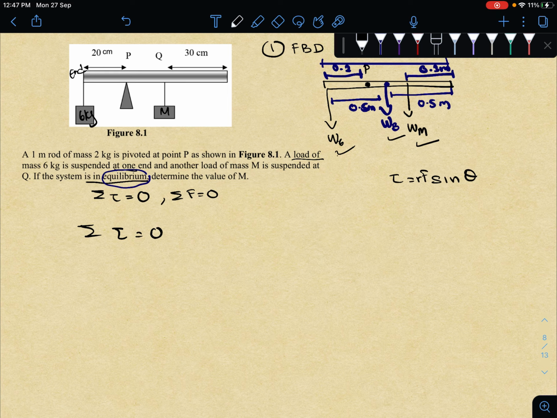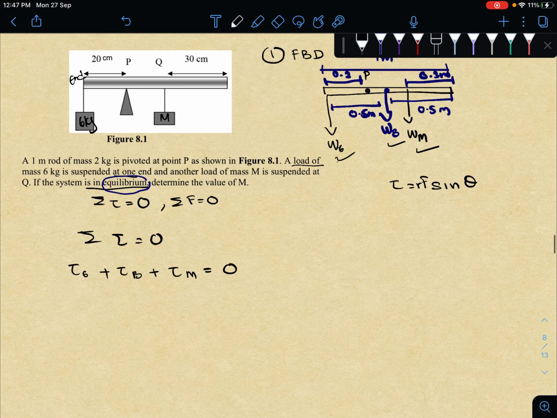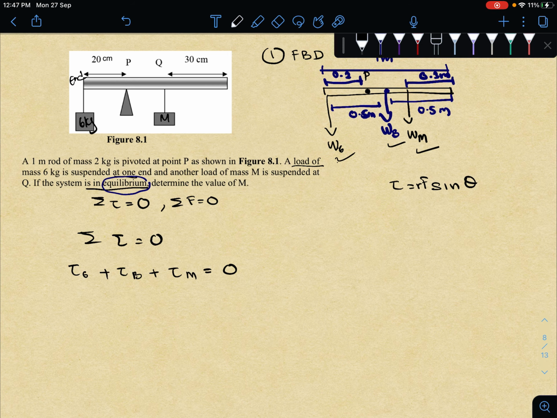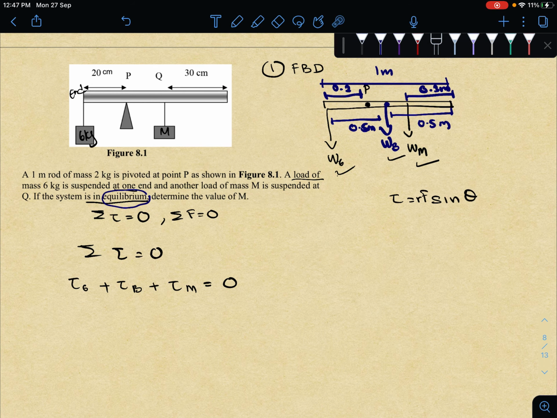So since kita ada 3 force, weight of the 6 kg object, weight of the beam dan juga weight of the load M, so kita akan ada 3 torque dekat sini. So torque of 6 kg campur dengan torque of the beam campur dengan torque of the load M itu sendiri, kita samakan semua ini dengan kosong, baru dia in equilibrium here. Okay, so kita tengok pada torque of 6 dulu. 6 kg objek dia duduk dekat sini. This is the force acting on this particular point and you pivot dekat sini.